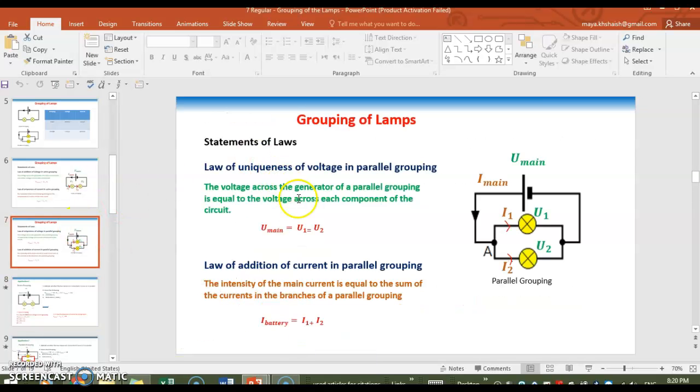Here are the laws, the statement of the laws. Law of uniqueness of voltage in parallel grouping, you have to memorize it. The voltage across the generator of a parallel grouping is equal to the voltage across each component of the circuit. So U main equals U1 equals U2, and by U main here I mean U of the battery, the main source of voltage. Law of addition of current in parallel grouping: the intensity of the main current is equal to the sum of the currents in the branches of a parallel grouping. So this is considered to be a branch and this is another branch. I main equals I1 plus I2.